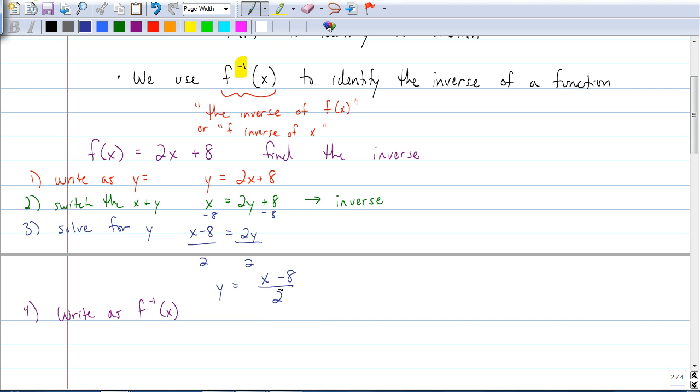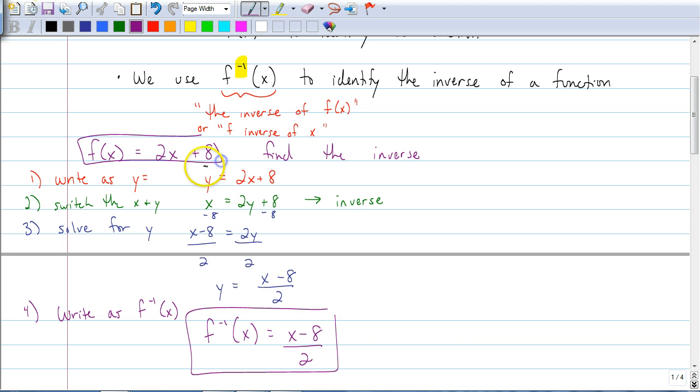But the problem is I don't have my answer in function notation. So my last step, my fourth step here, is to write it as the inverse of f of x. So my answer would be this. Now when I look at my first function here, you can see that the original function f is 2x plus 8. The inverse of function f would be (x minus 8) divided by 2.